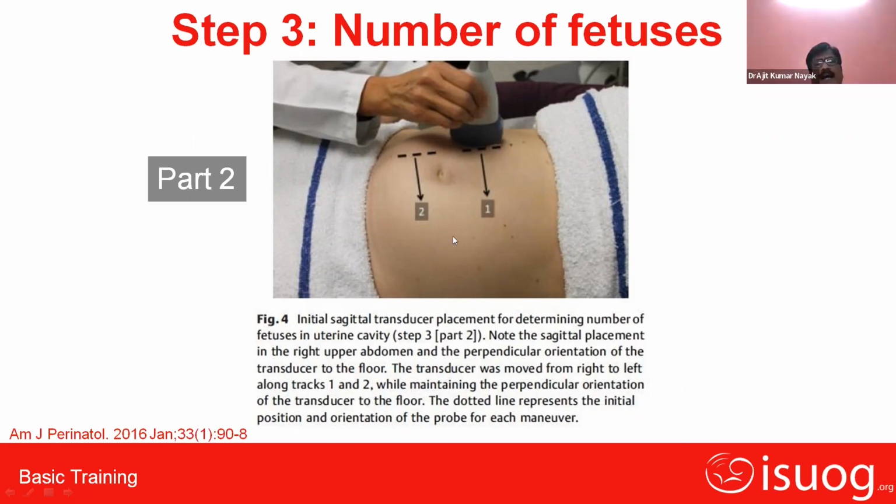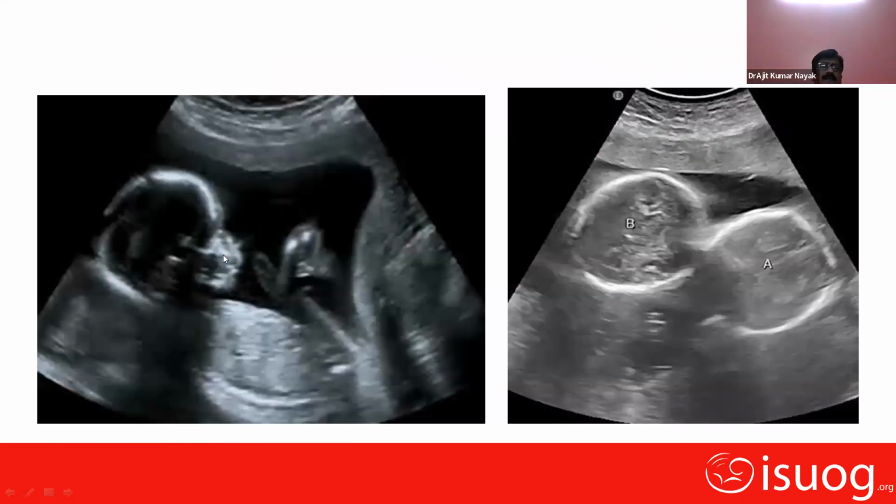So this is the picture. This is the case of a single pregnancy, and this is a case of twin pregnancy where both are cephalic. And if it is a twin pregnancy and we follow this step, we may not miss a case of conjoined twin, because the chance of missing a conjoined twin is also very important. If we follow strictly this principle, we may not miss a conjoined twin also.